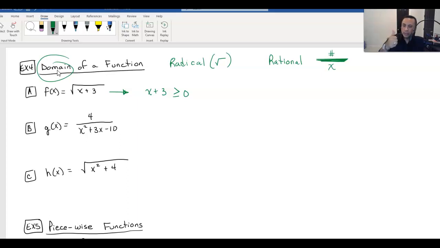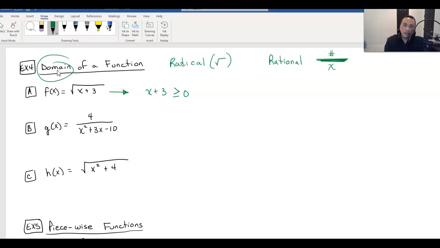You get an answer. But when you put negative 4 inside that thing, negative 4 plus 3 is negative 1. The square root of negative 1, you get an imaginary number. In Algebra 2, you covered imaginary numbers. That's why there's an i. It's not a real number. It's an imaginary number for a different system.